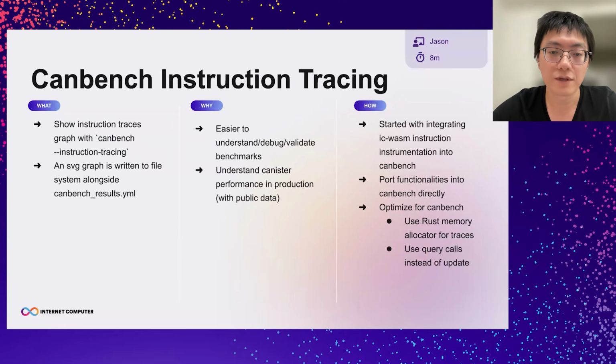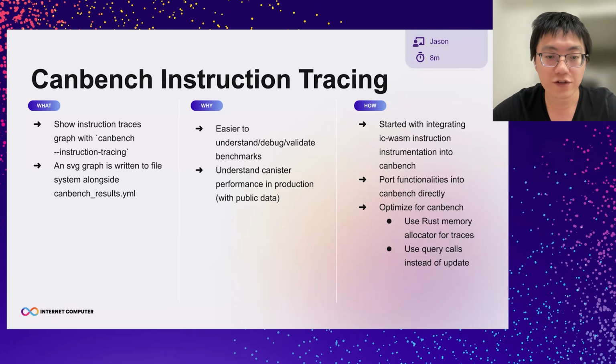Okay, now with the background in mind, let's talk about this feature. The what is pretty simple. So given an existing CanBench benchmark, you just need to add an argument, instruction tracing, and the flame graph will be returned to the file system, and you can look at the flame graph. As mentioned in the previous slide, the main purpose is to more easily understand, debug, and validate our benchmarks. But more interestingly, you can also use it to understand more about the canister performance in production if you have the production data, and this is what I will demo later.